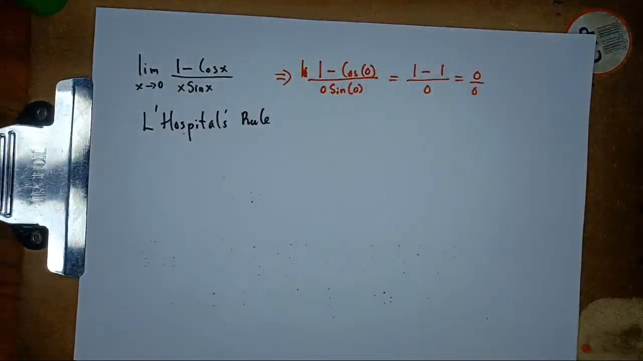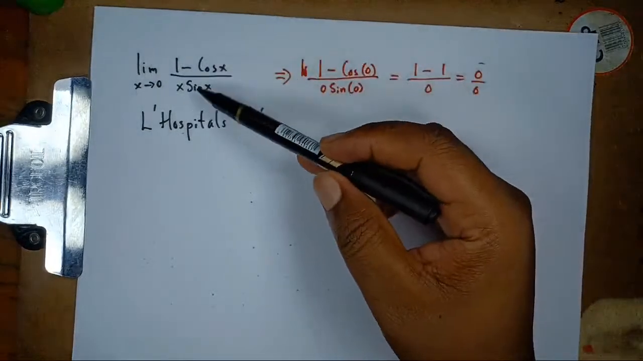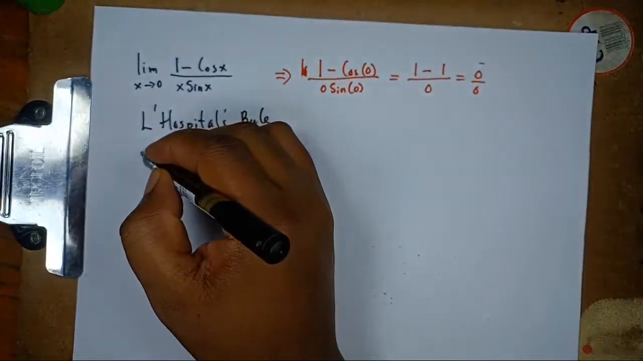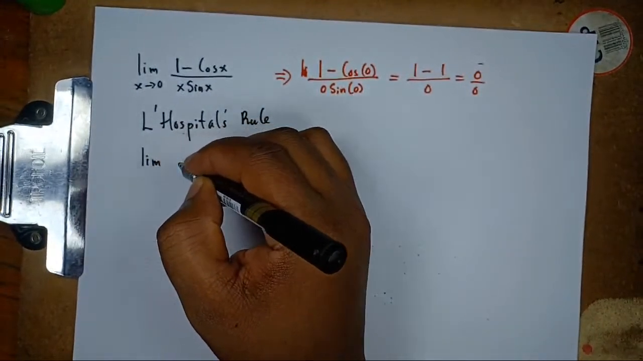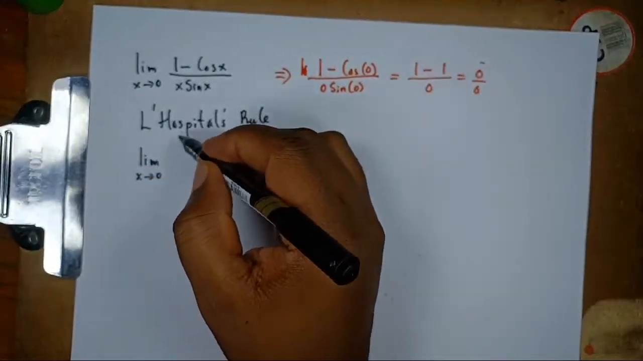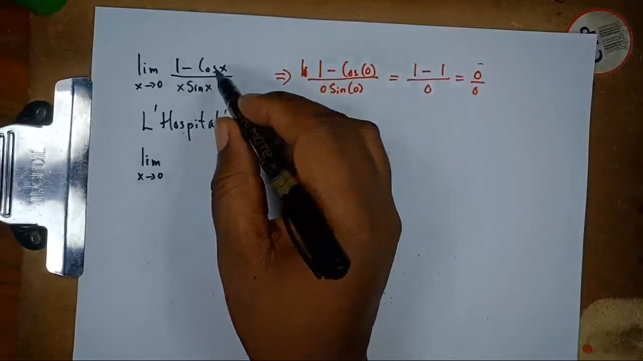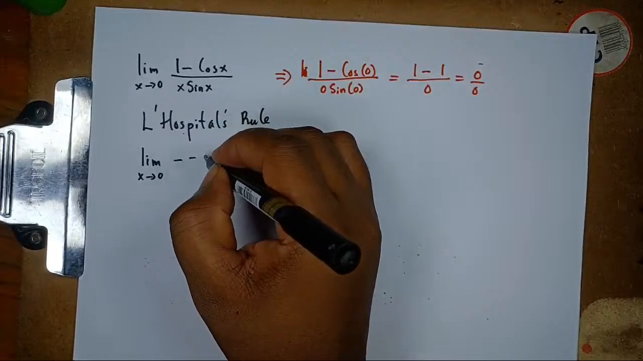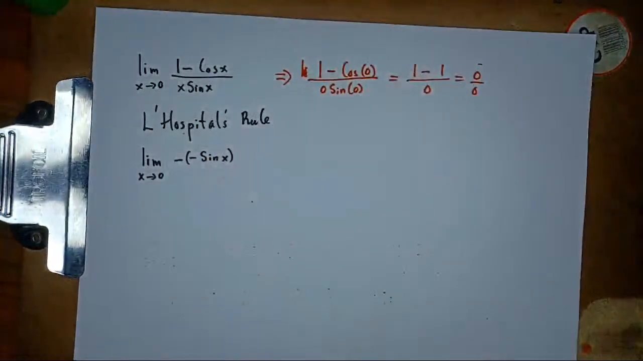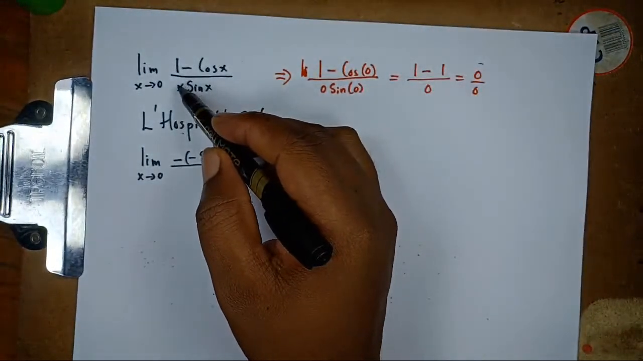According to L'Hopital's rule, if you have such a scenario, 0 over 0, you need to take the derivative of both the numerator and the denominator. This is what we mean. So the limit as x approaches 0: the derivative of 1 is just 0, the derivative of a negative cos is a sine, divided by the derivative of x sine x.